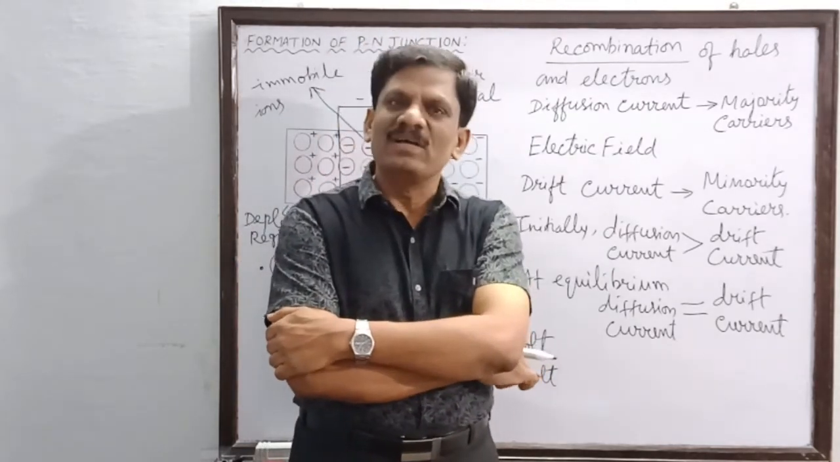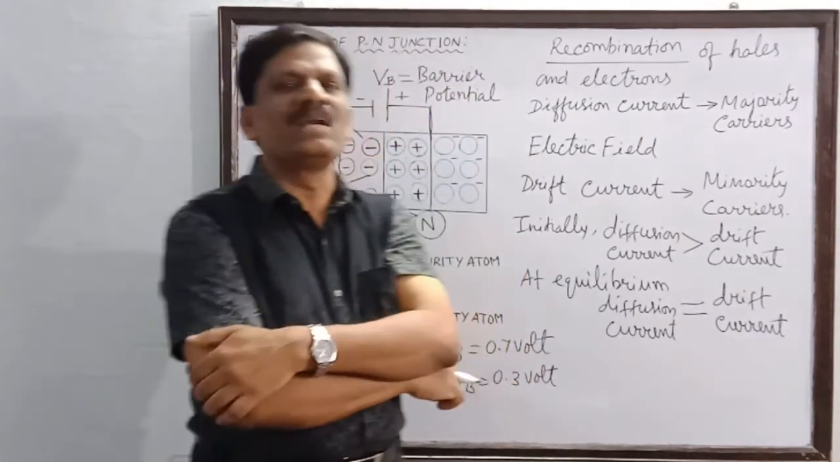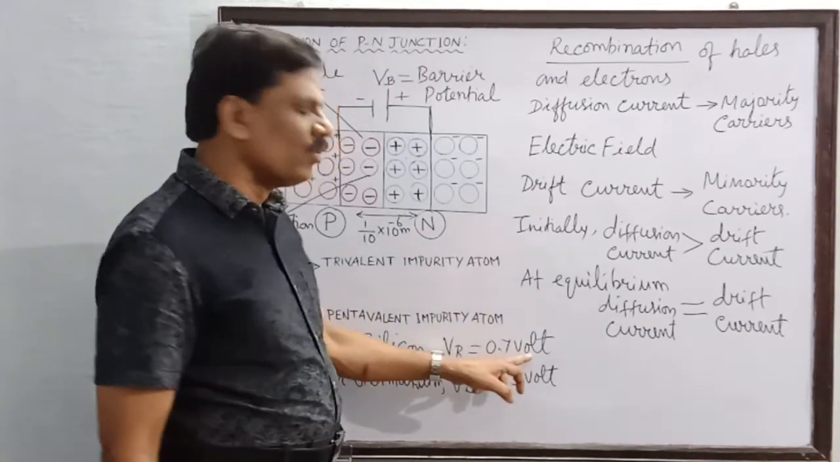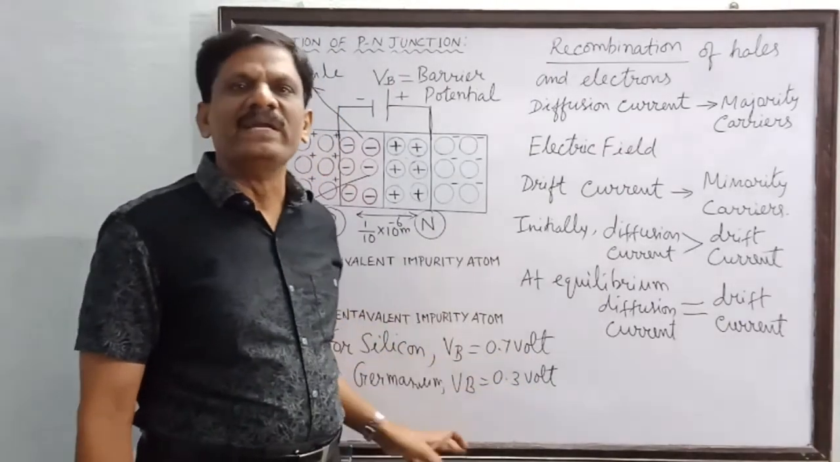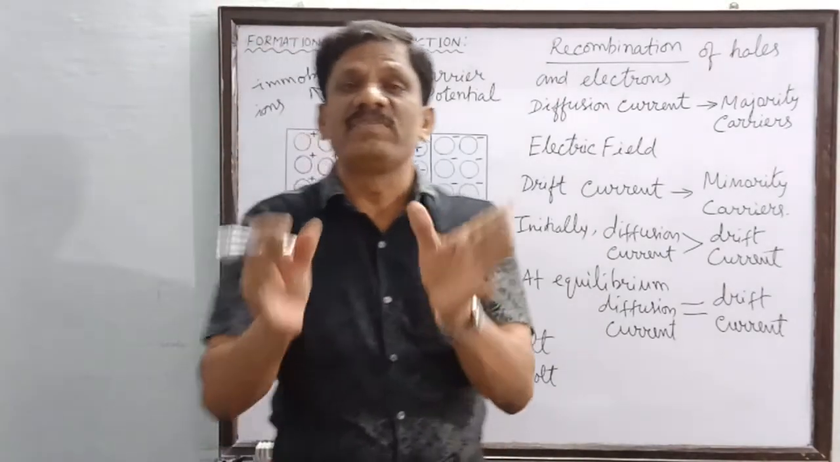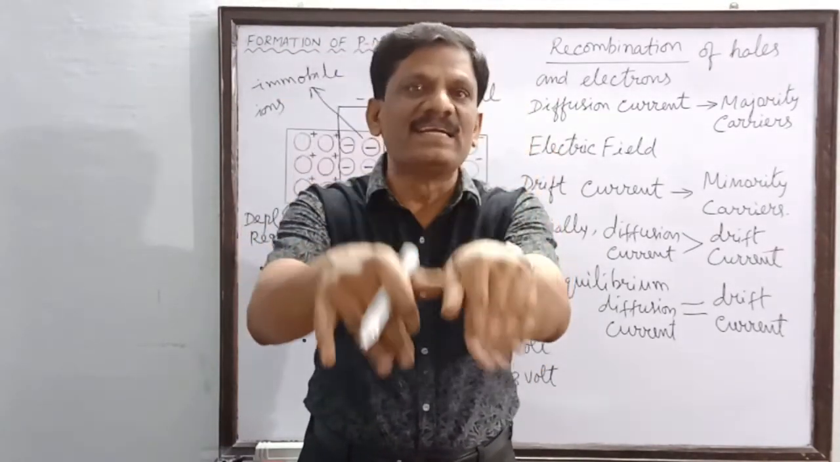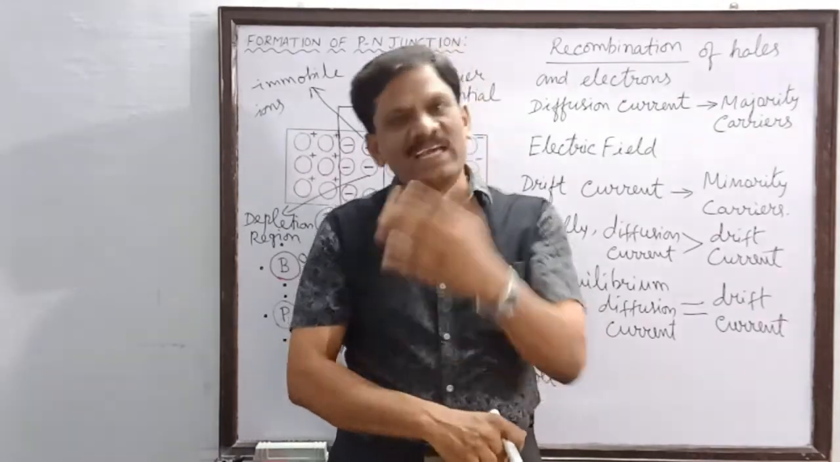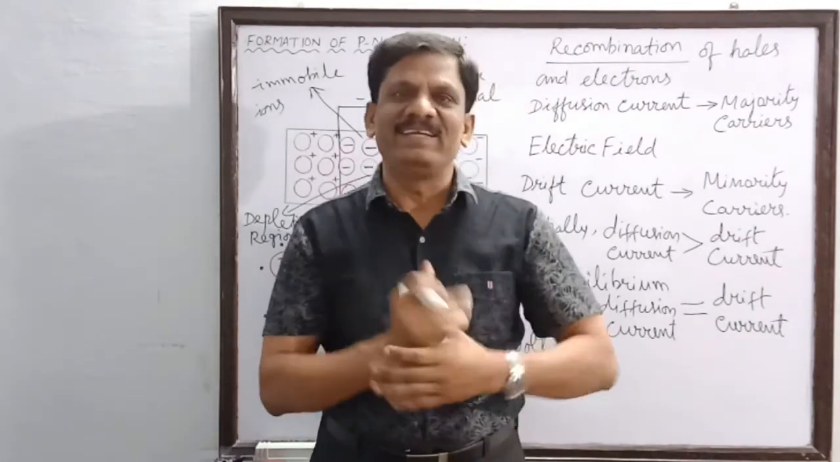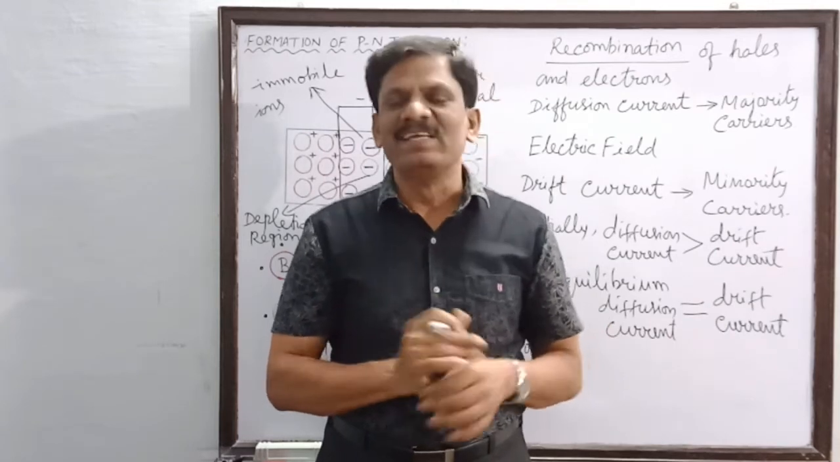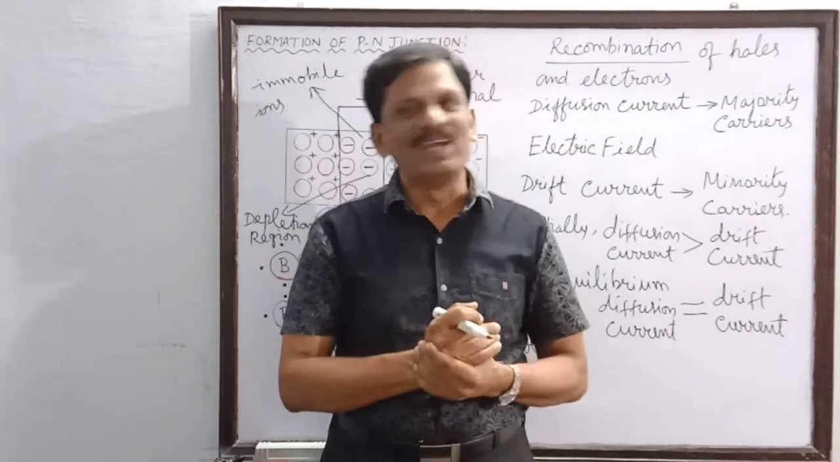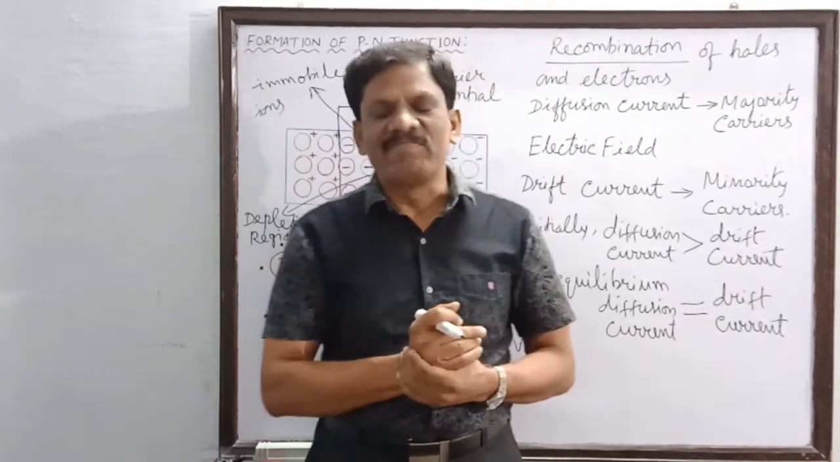Have you all understood? So this internal potential barrier of about 0.7 volt for silicon and 0.3 volt for germanium acts as if a small battery is kept inside the crystal. So it can be compared with an internal battery of voltage 0.7 and 0.3 volt respectively for silicon and germanium. Have you all understood? Okay, fine, students.